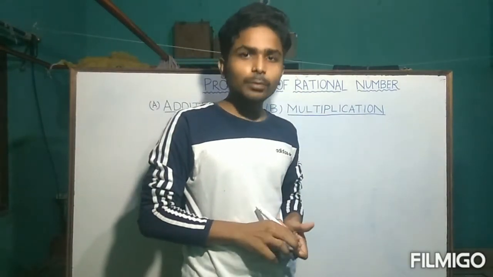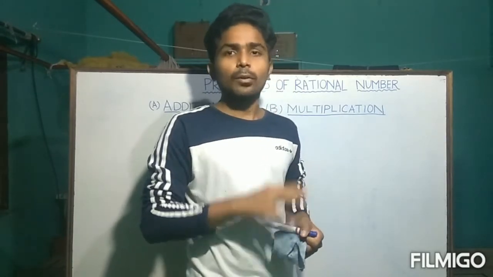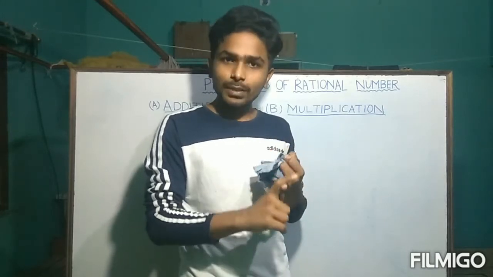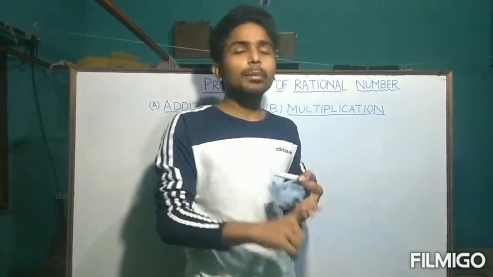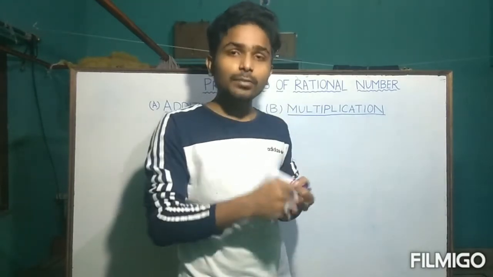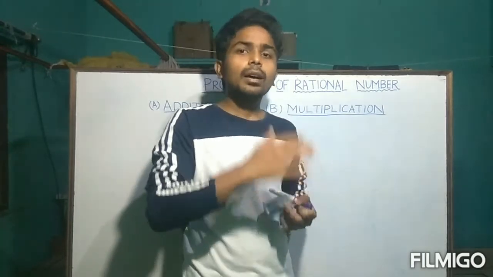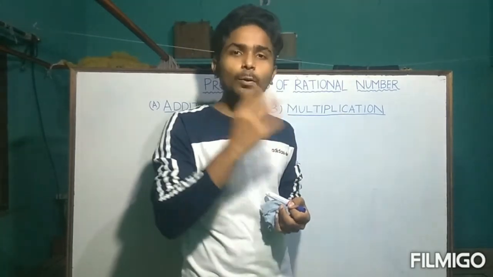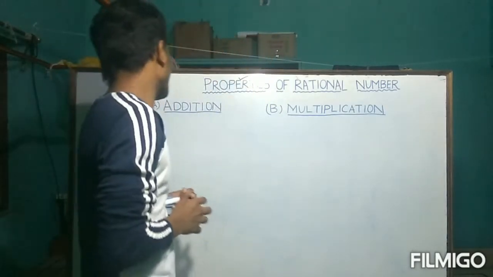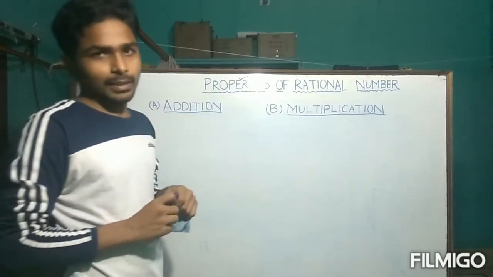In class 7 we studied that there are three types of properties. What are they? One is closure property, one is associative property, one is commutative property. Except these three, there is another property, that is the distributive property. So today we will discuss all these four properties. Let's get started.